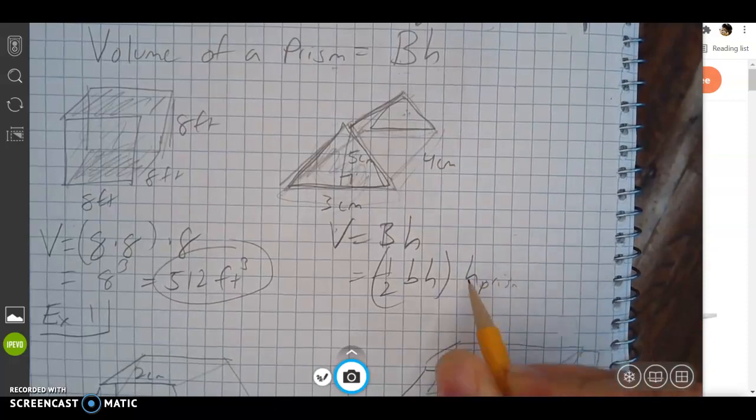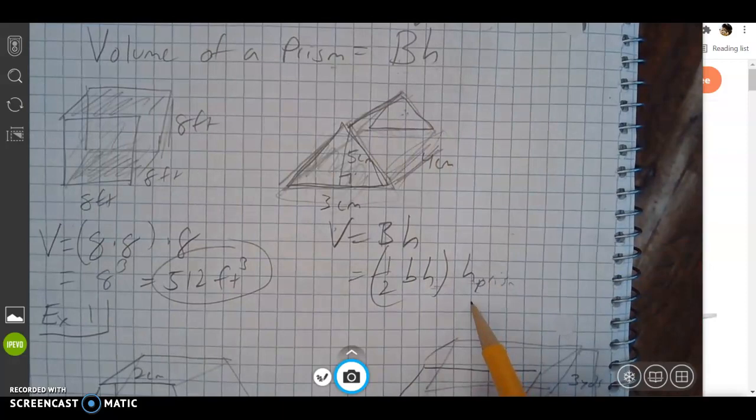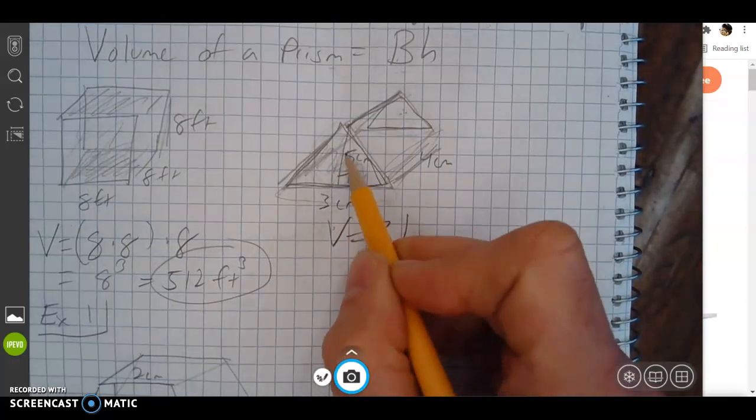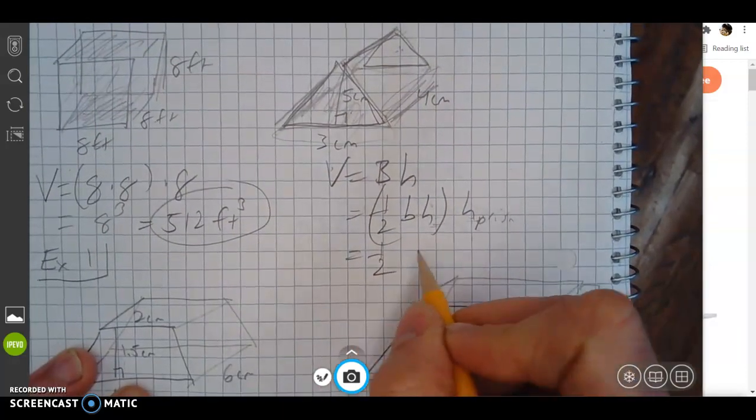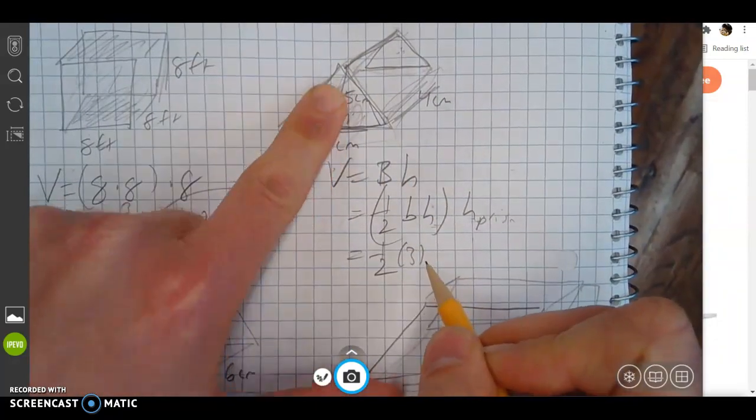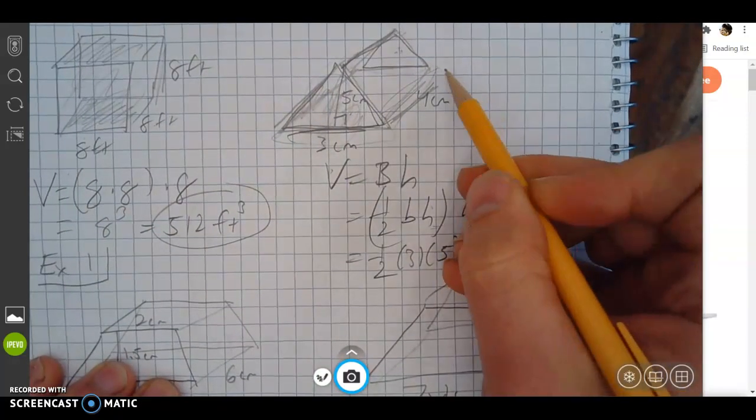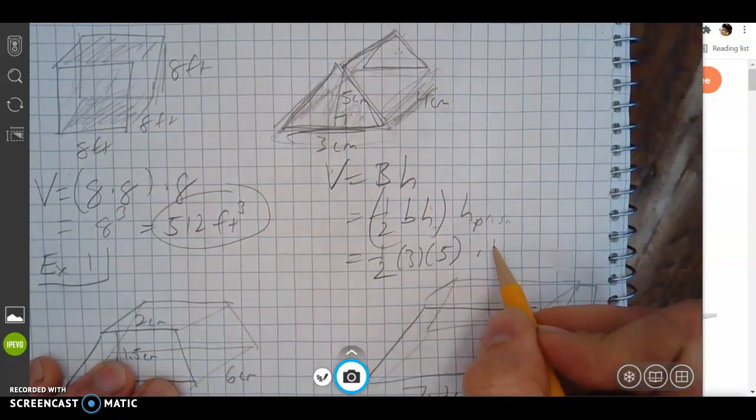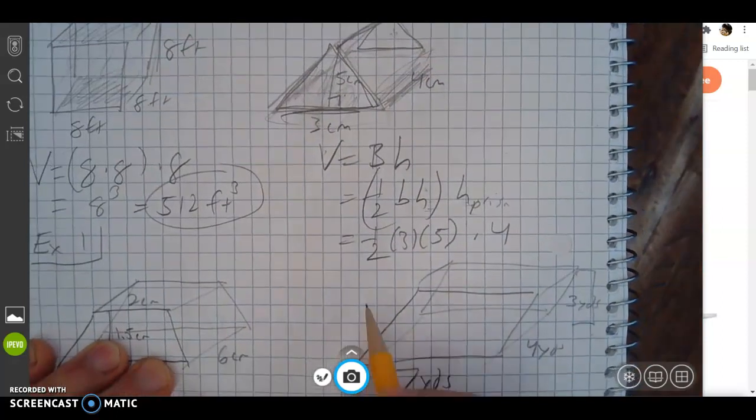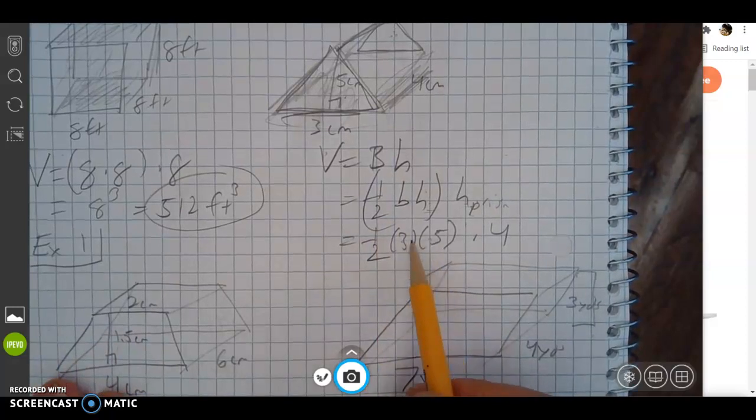I'm gonna write that down because the heights are different. That's not the same height. This is the height of the prism, which is 4. Okay, this is the height of the triangle, which is 5 right here. So 1/2 base of the triangle, just the triangle here, is 3. Height of the triangle, which is 5. There we go. Times height of the prism, or length of the prism, which is 4.